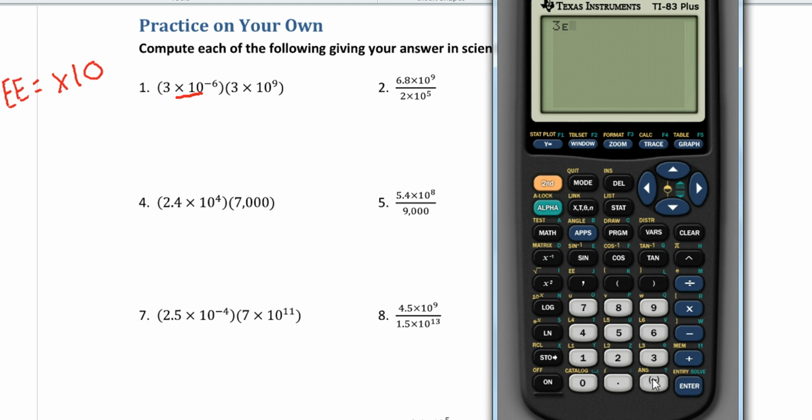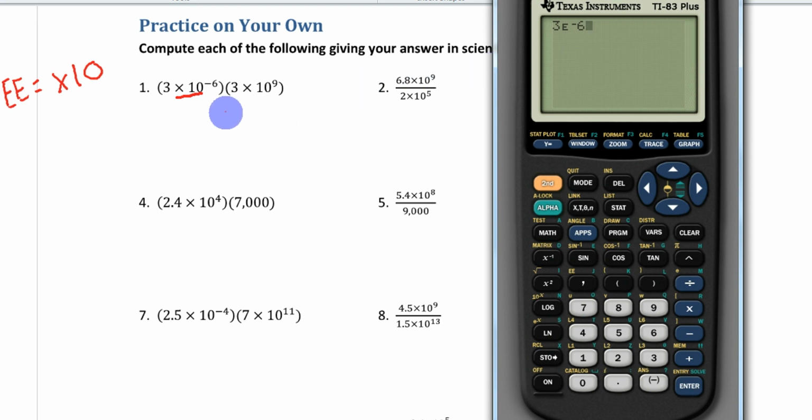In this case, it is a -6. So you'll hit the negative key at the bottom, followed by the 6. So taking a look at what we have so far, it was 3 times 10 to the -6th power. We have 3E, which is times 10 to the -6.